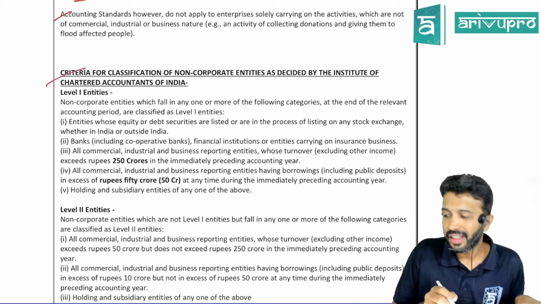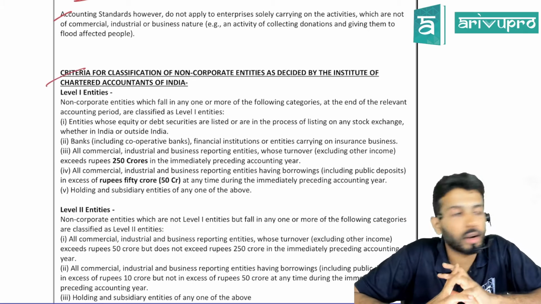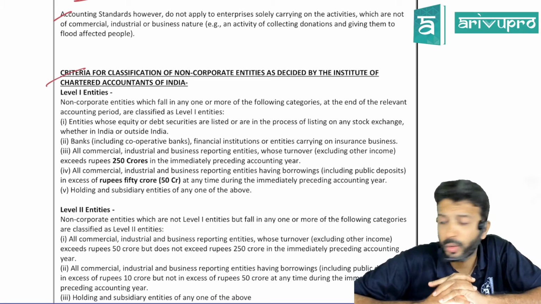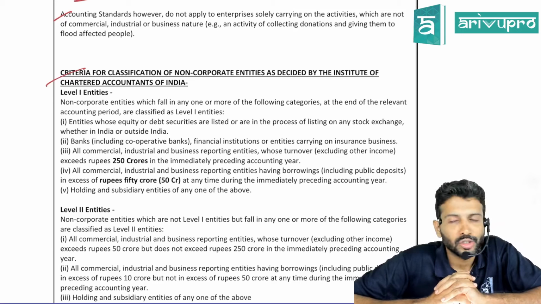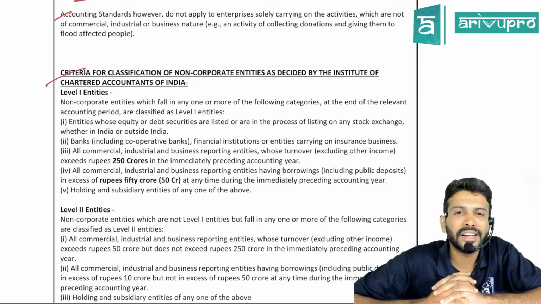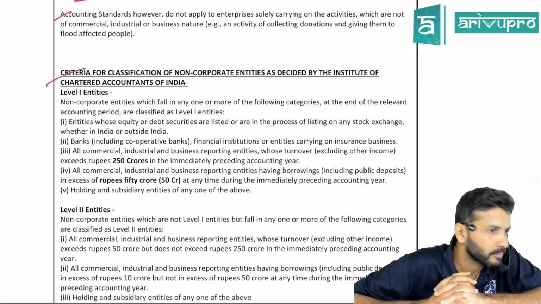Now, sir, there are a lot of accounting standards. I think 28, 29 or whatever. I forgot last time. They're withdrawing a few, they've added a few. So let's keep it as roughly 25 plus standards.